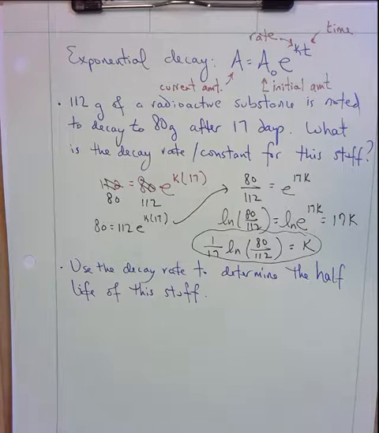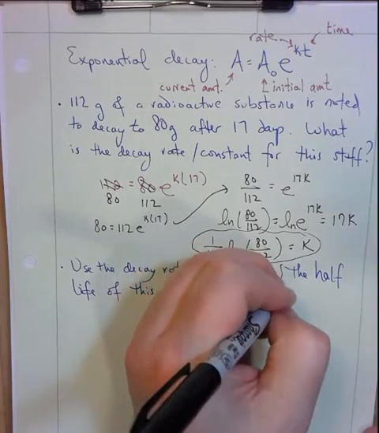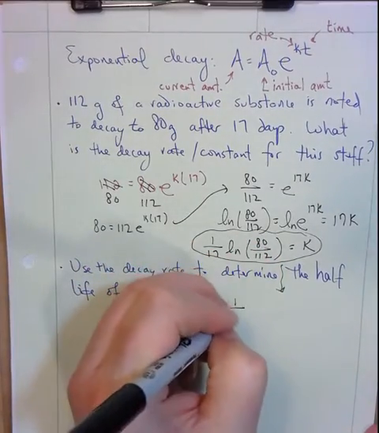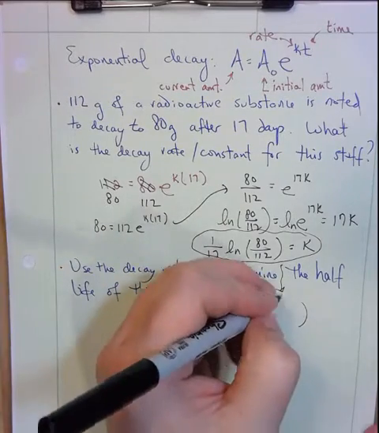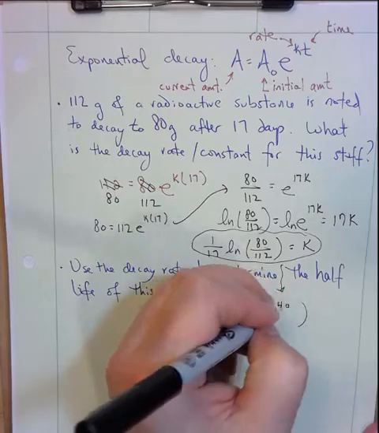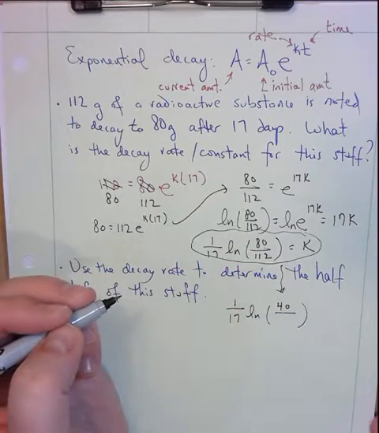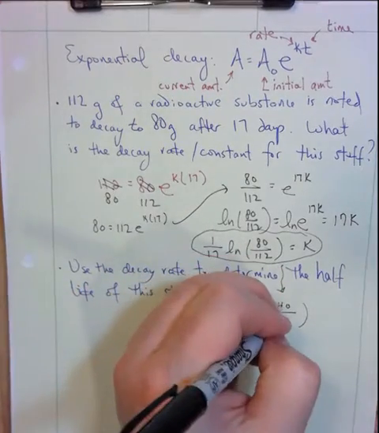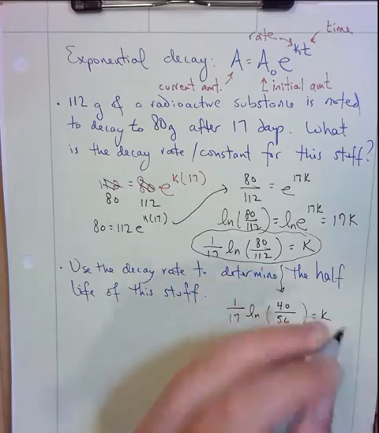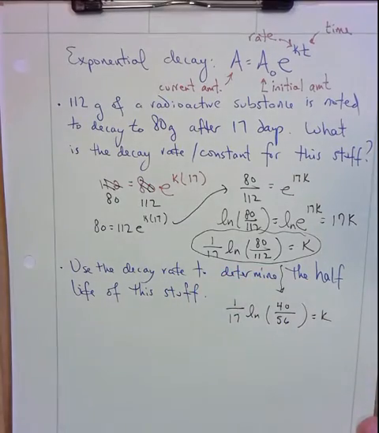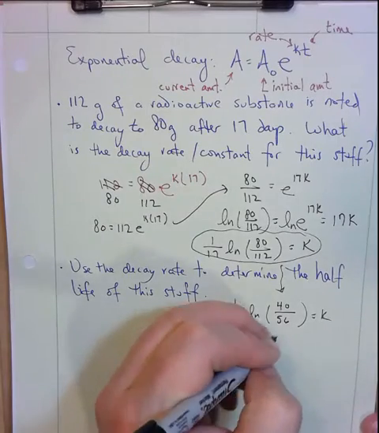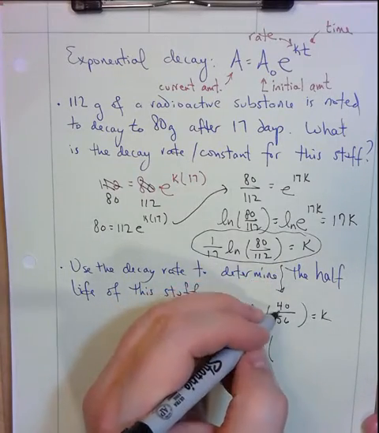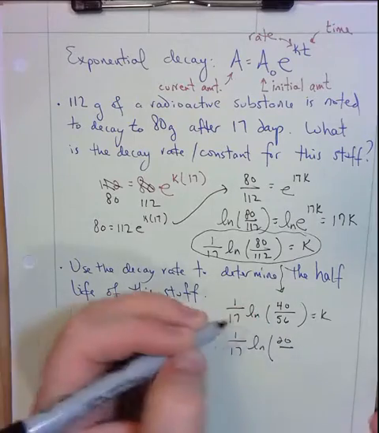Now we're going to use the decay rate to determine the half-life. So since I'm going to use it, I'm going to dig my way down. If I have 80 over 112, I can certainly divide out a 2, leaving a 40 and a 56, which tells me I have more canceling to do. How about 1/17 natural log of, let me take out another 2. That would leave me with a 20 on the top.